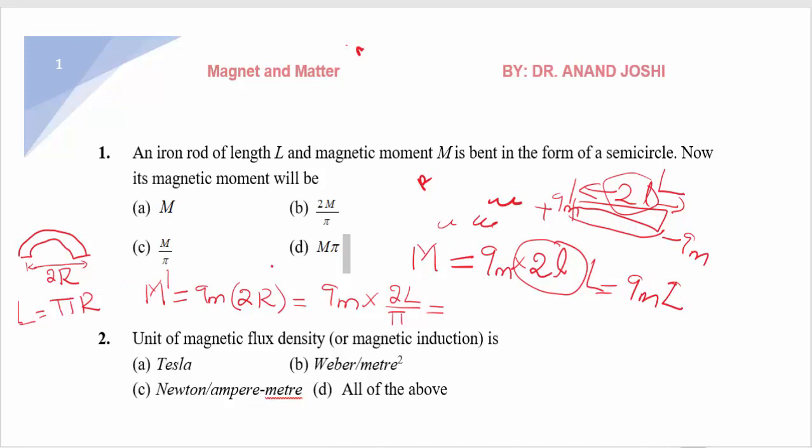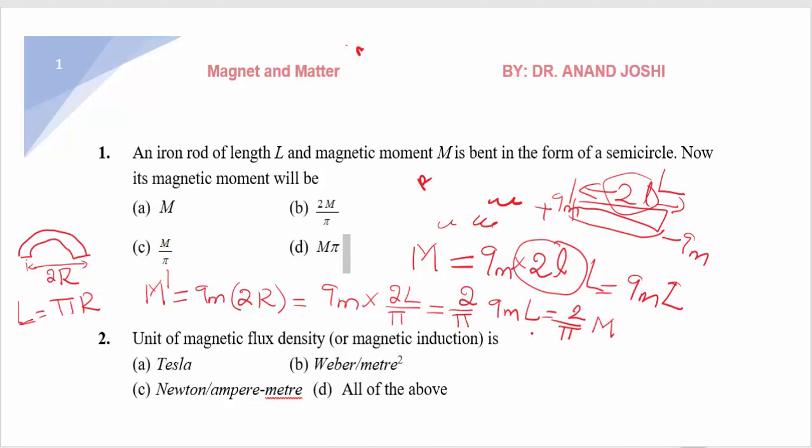Now the new magnetic moment M dash. Initial magnetic moment M equals Qm into 2L, instead of 2L I have written L, so totally it will be Qm into L. So the new magnetic moment is M dash equal to Qm into 2r. Why 2r? Because it is bent in the form of a semicircle, so the distance from one end to the other end will be 2r. L equals pi r, half circumference. On this basis I will write it as 2 by pi Qm into L, it will be 2 by pi into M.